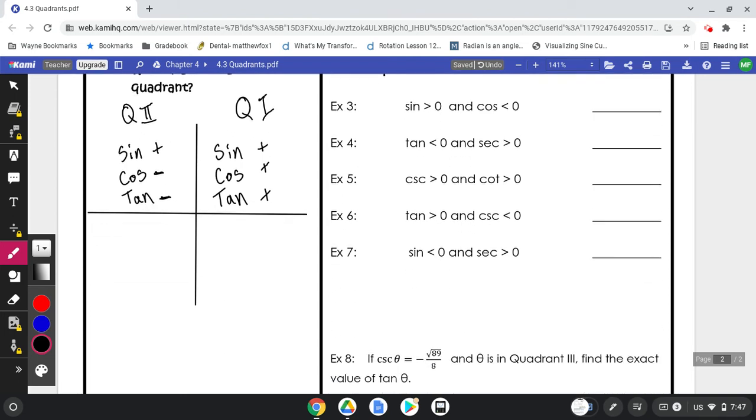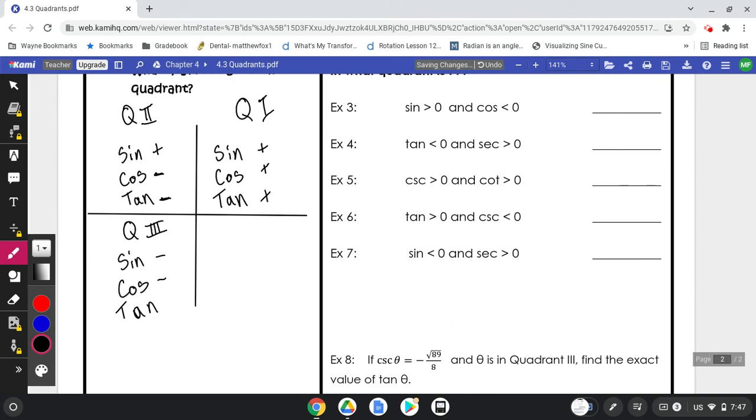Now down in quadrant 3, our sine at this point now, it's going down, so that becomes negative. Cosine is still negative because it was to the left. Tangent, in this case, because both of those were negative, negative divided by a negative will make it positive.